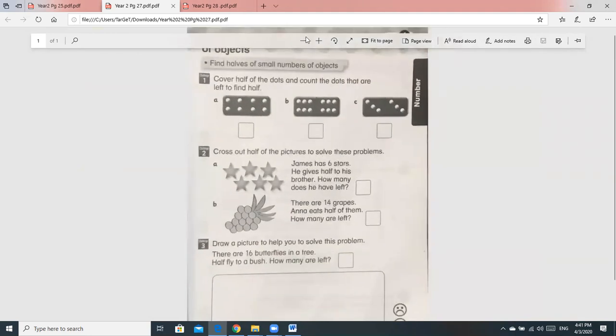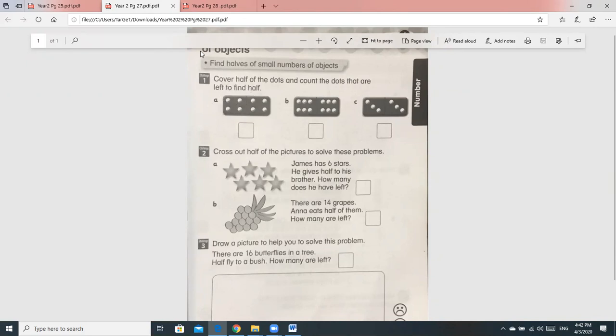Let's make it here. Cover half of the dots and count the dots that are left to find half. Here, I have how many dots? 1, 2, 3, 4, 5, 6, 7, 8. Okay, each half has how many? You say to me, cover half. So I want to cover this and count the dots that are left to find half. We know it without covering or anything. Half of 8 is what? 4. The half of this 8 is what? Only one side. This is the whole. This is the half. The half of the 8 is 4.